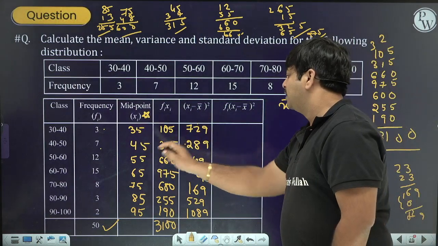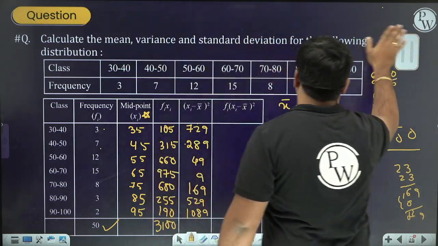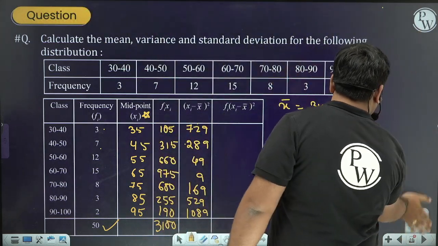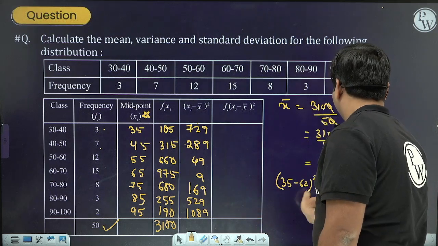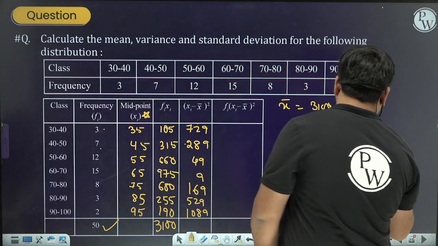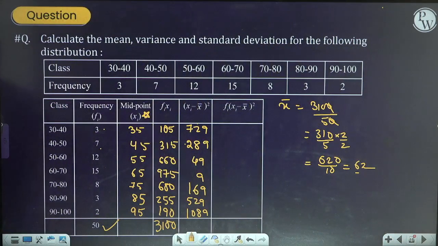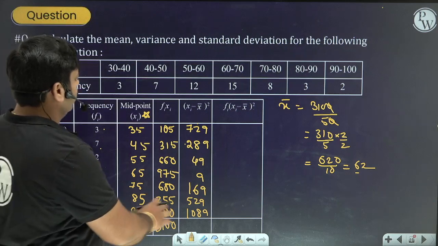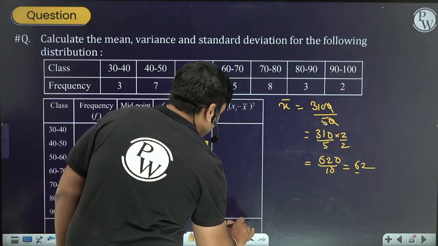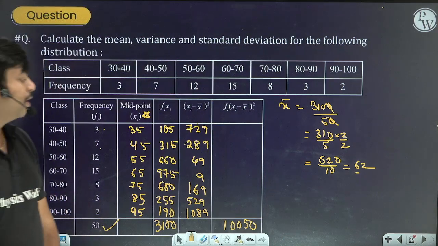3 into 729, 7 into 289. Do it fast. Let me erase all these, whichever are not required for now. Right. So find fi into xi minus x bar whole square quickly. Okay. People, so find all this and sum, you'll be getting 10,050. Okay. So please cross check that, people. Should get it as 10,050.